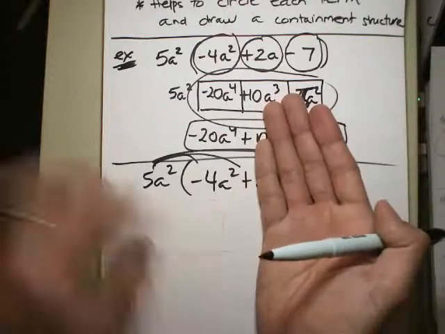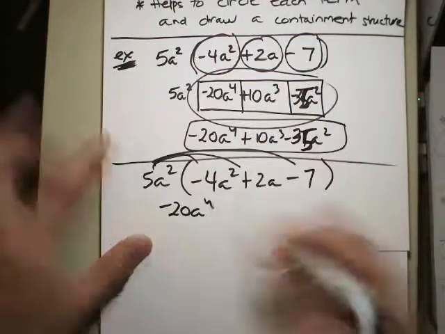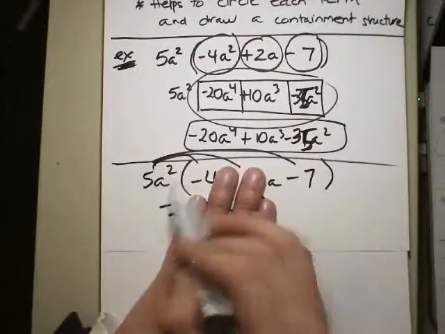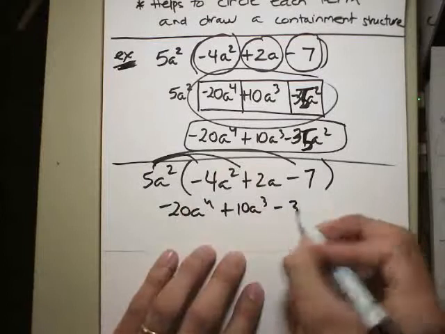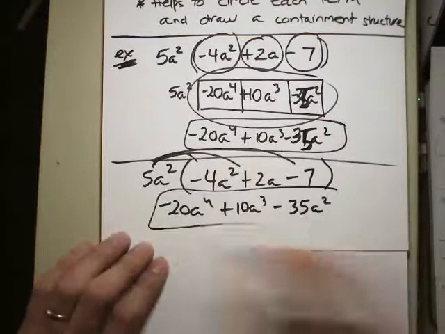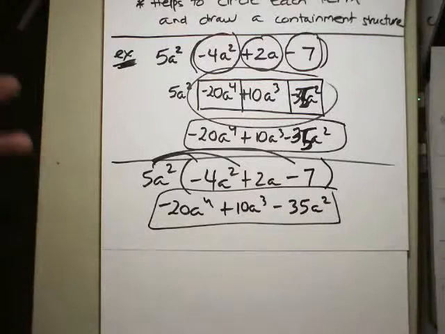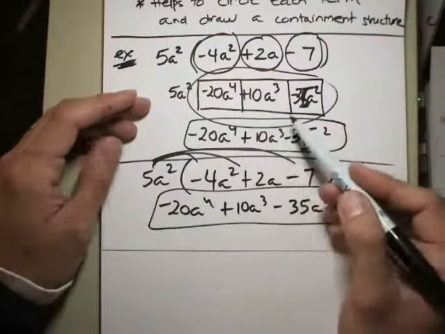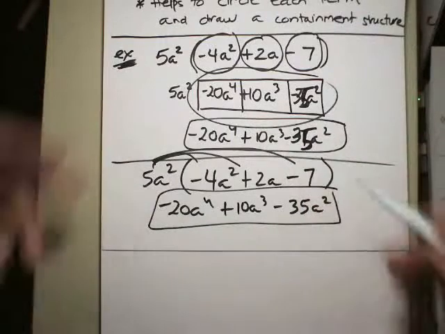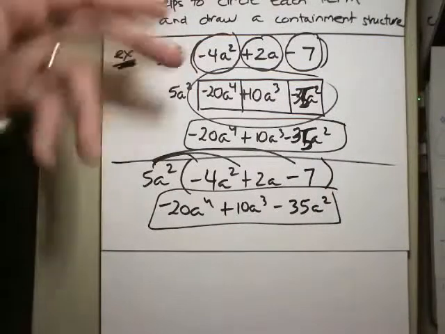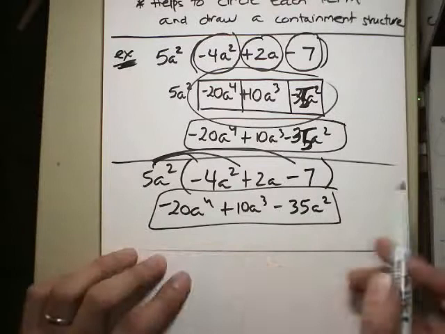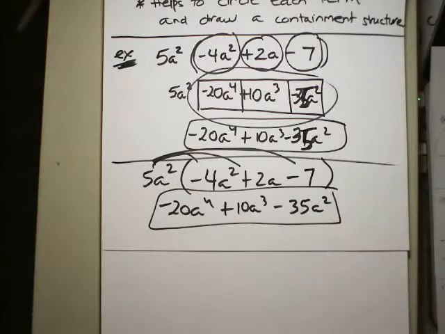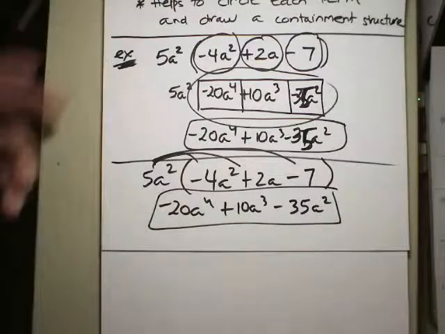5a squared times negative 4a squared, negative 20a to the 4th. Next term, 5a squared times 2a, that's a positive 10a to the 3rd. And the last one, 5a squared times negative 7, which becomes negative 35a squared. Notice that you get the same answer anyway, so it's entirely up to you. The reason I want to push for this kind of format is that when you get to a more complicated problem, it's a lot easier to have this structure set up, and you know that there has to be an answer going in there. For some people, sometimes you might forget distributing to every single term. That's what I'm worried about. So try to use the box structure as well.